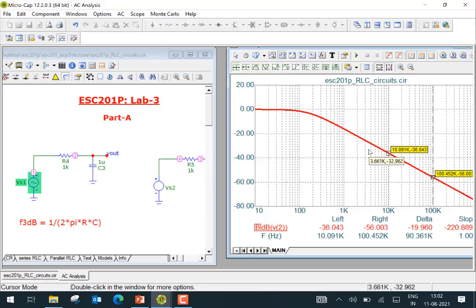And that's because it's a first order filter, a first order filter with a very simple RC here. It's passing low frequencies and rejecting higher frequencies.